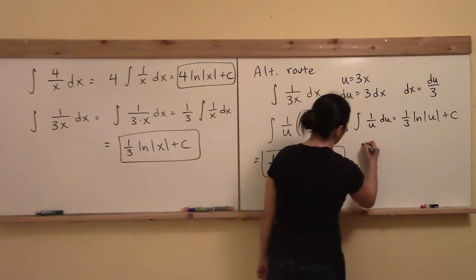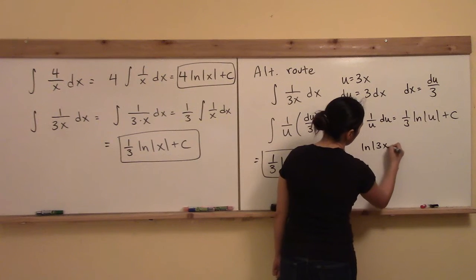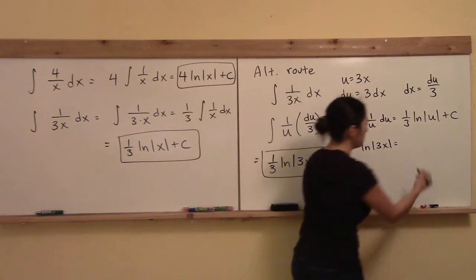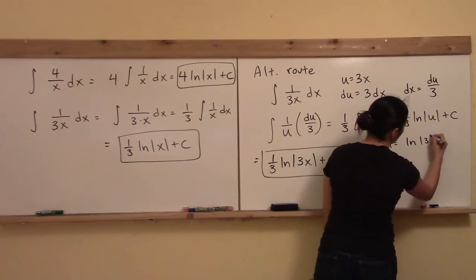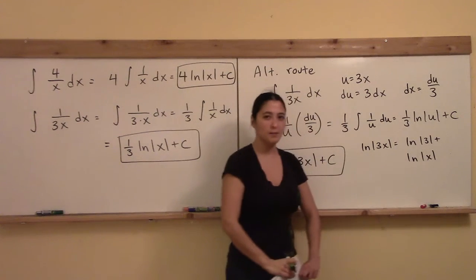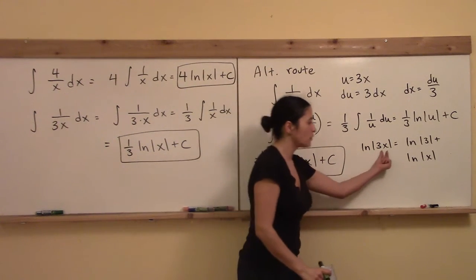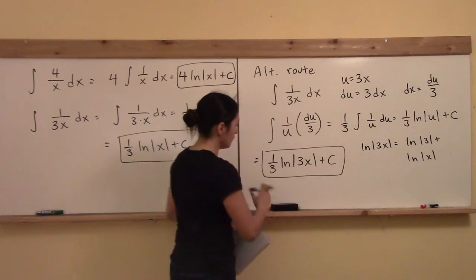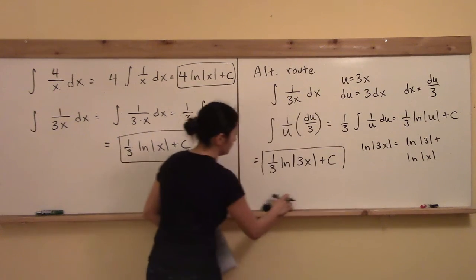Because the fact of the matter is, log of the absolute value of 3x, using the properties of the logarithm, is the log of the absolute value of 3 plus the log of the absolute value of x. Remember, if you have the log of a product, that's equal to the sum of the logs. Okay? So actually, we could see this function in another way.